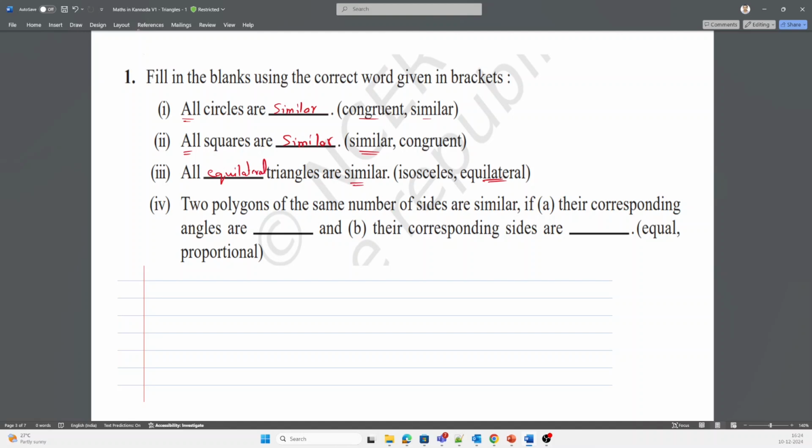The fourth fill in the blanks in question 1 is: two polygons of the same number of sides are similar. This is the definition of similarity, right? So two polygons of the same number of sides are similar if their corresponding angles are what? Equal. This will go here, equal, and their corresponding sides are proportional. What is the other word for proportional? Of the same ratio.